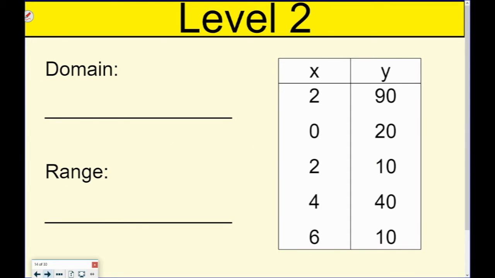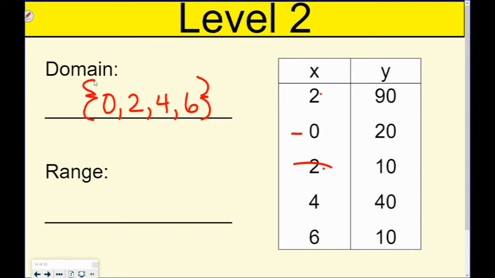Okay, domain. This time we're looking at a table. A table doesn't take out the extras. We have to take them out. So we're going to, once again, do our domain. Our lowest number right here is our 0. Then we're going to go to the 2. Now, there are 2 of them. I'm only going to write one of them. Next, I'm going to put 4, and then I'm going to put the 6. So they are in numerical order from least to greatest.